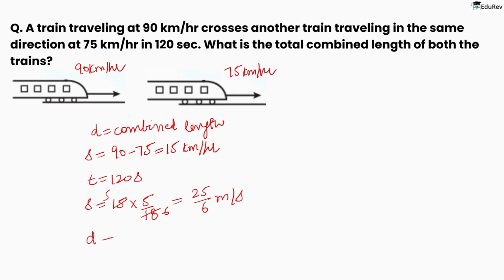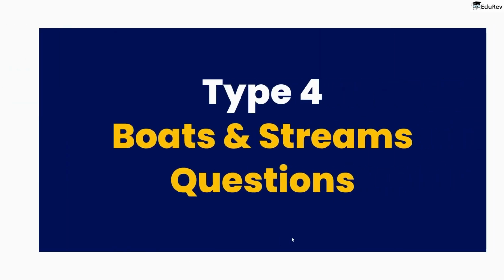Combined length of the two trains is the distance traveled by faster train B to cross slower train A, which will be equal to relative speed into time, which is 120 into 25 upon 6. 6 will divide the denominator completely and 120 by 20, hence giving us 25 into 20, which is 500. Hence, the combined length of the trains is equal to 500 meters.